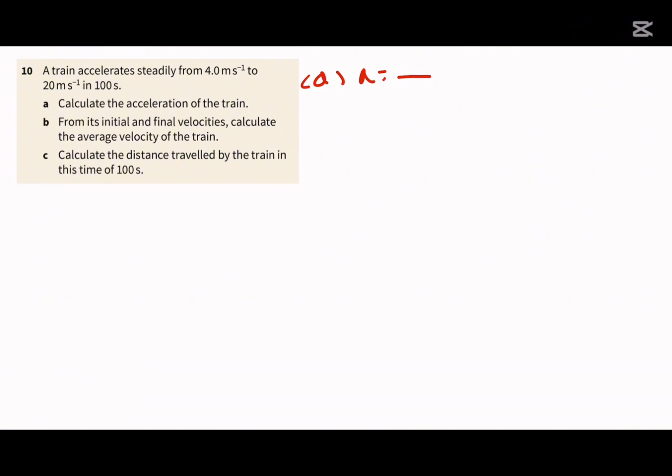My annotation is really bad. The touch screen is really bad. I might need to buy a new stylus or something.